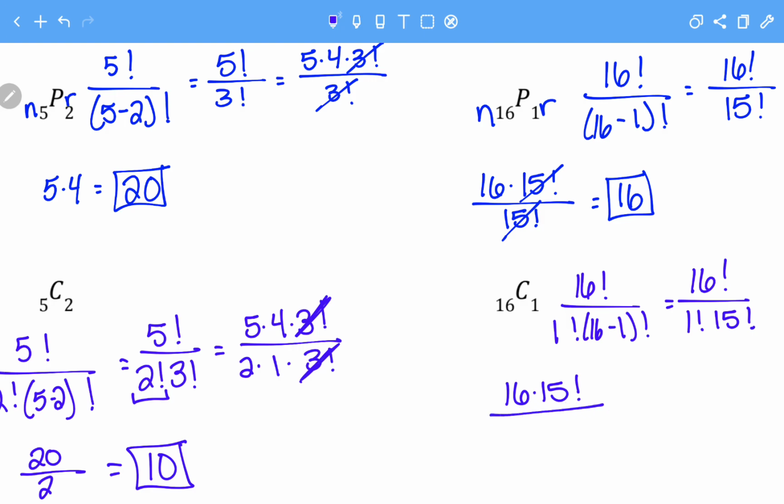On the bottom, you have 1 factorial. Oh, hang on. I need to count that down. Oh, wait, 1 factorial? I can't count that down. It's just 1. So we do 1 times 15 factorial. So that 15 will cross off. And we're going to be left with 16 over 1. Okay. 16 over 1 will just be 16.